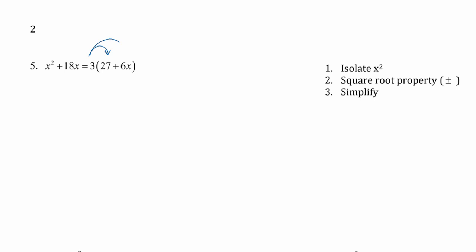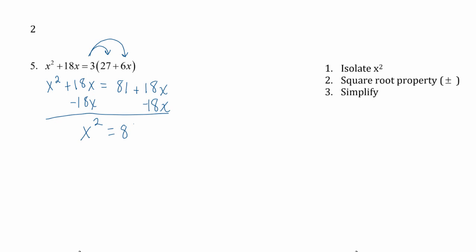And we're going to get that x squared by itself. So x squared plus 18x equals 81 plus 18x. And now notice that when you subtract 18x from both sides, we now have no middle term. So we end up with x squared equals 81.